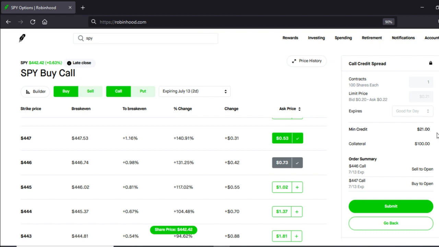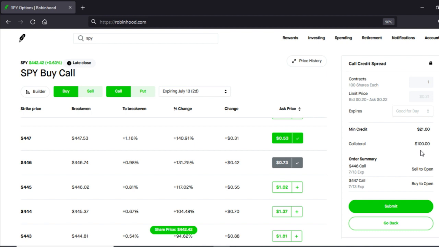Now, the criteria for you to do this trade is that you will need to leave a collateral. Now the collateral is going to be $100. Hence I said that in order for you to do this strategy, you need a minimum of $100 to get going. Now 21 divided by $100, if you were to win this strategy, you would be making automatically a 20% gain right off the bat.